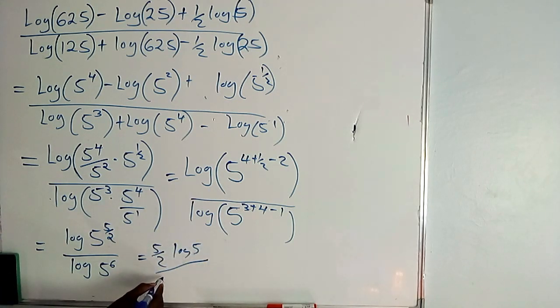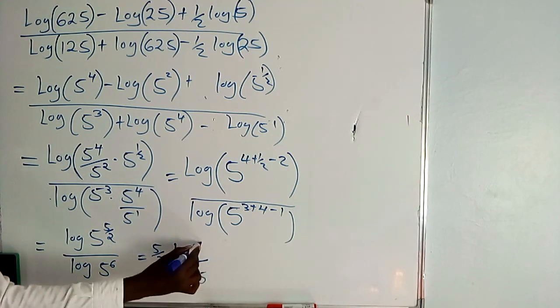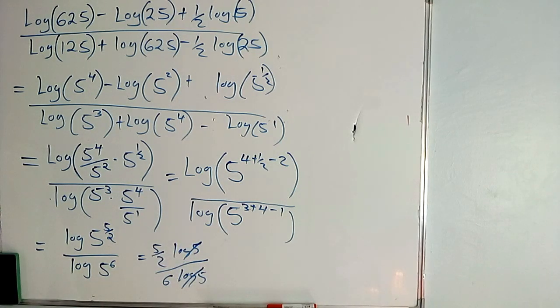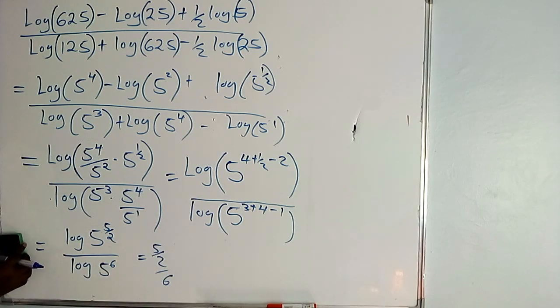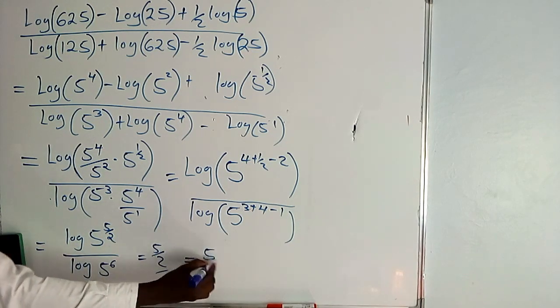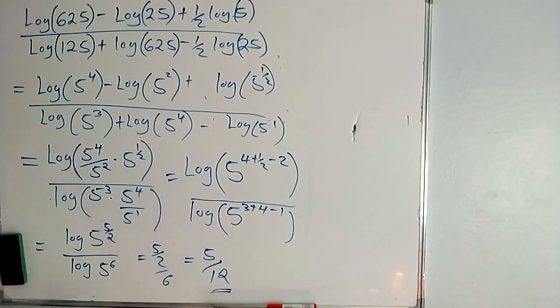So here we now have 5 over 2 as the coefficient, then the power 6 goes to become the coefficient, isn't it? So it is over 6 log 5. You can see log 5 is the same as the log 5. That one cancels out, isn't it? So you remain with 5 over 2 divided by 6, which is 5 over 2 times 1 over 6, isn't it? You get 5 over 12. So 5 over 2 divided by 6 is the same as 5 over 2 times 1 over 6. So you end up with 5 over 12. And you've simplified a logarithmic expression.